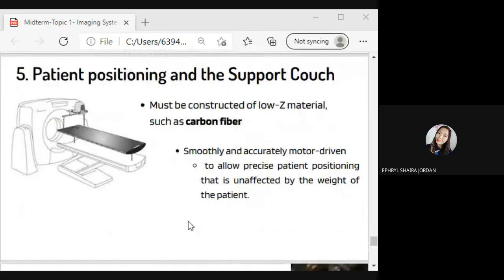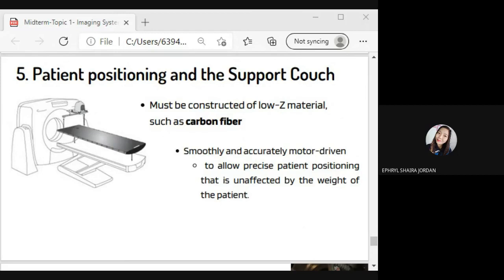The fifth subsystem is the patient positioning and the patient couch. Aside from the comfort provided to the patient, the support couch should also be constructed of low Z material such as carbon fiber. Why carbon fiber? It is the material of choice because it does not interfere with the X-ray beam transmission and patient imaging. The patient couch should also be smoothly and accurately motor driven to allow precise patient positioning that is unaffected by the weight of the patient.